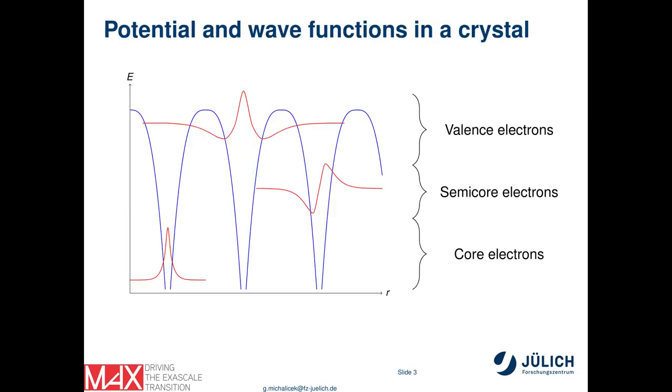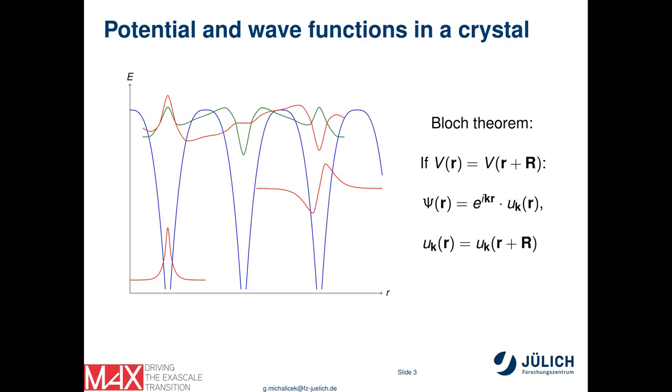But before we discuss this FLAPW basis, let me give you a brief reminder on how the electron wave functions actually look like in a periodic solid. At low energies, the electron wave functions are pretty localized, and there we are talking about so-called core electrons. If we go to higher energies, the wave functions are more and more extended and get more and more nodes, and at some point we are talking about so-called semi-core electrons, and at even higher energies we are talking about valence electrons, and there the wave functions are very extended and can have many nodes.